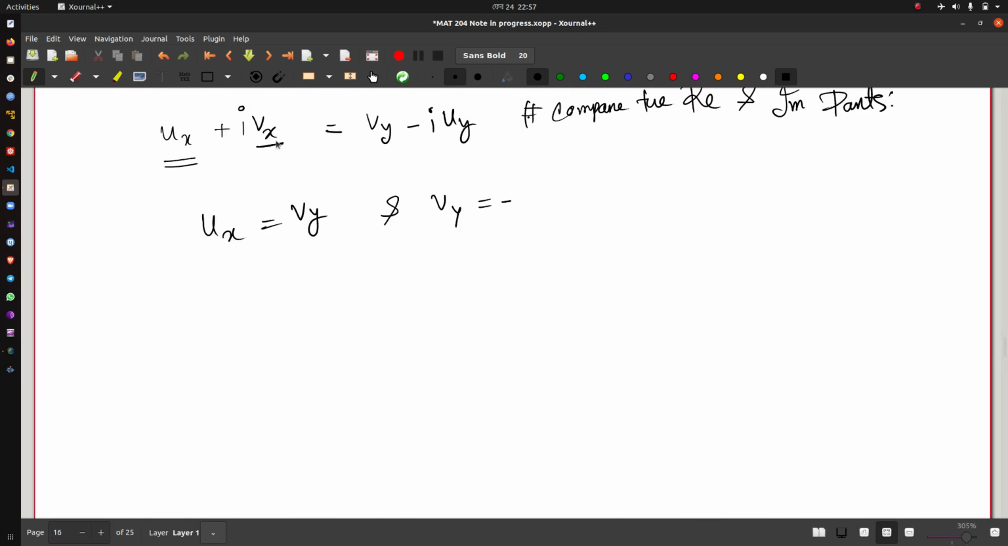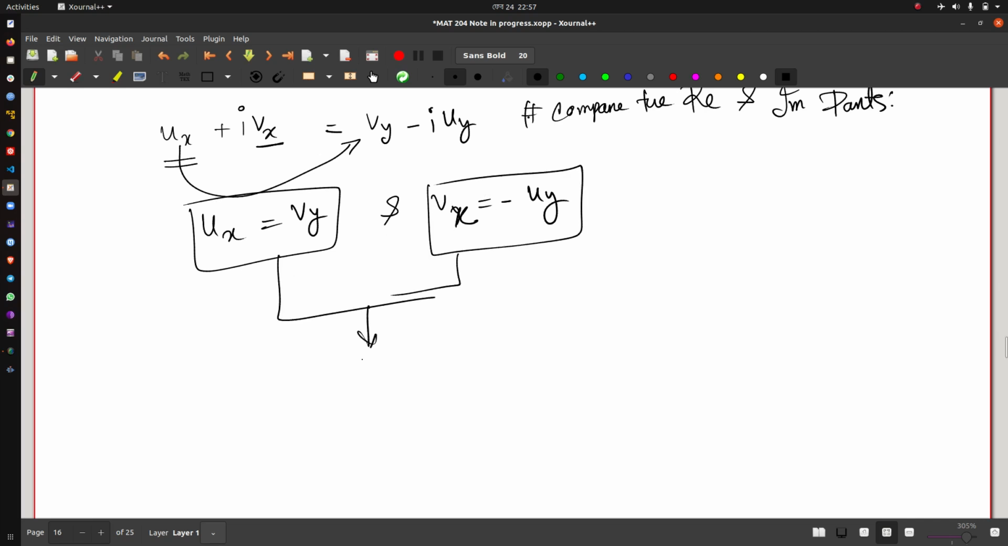So finally what we can write is Ux is equal to Vy. This is one of the conditions, and the other condition is that Vx is equal to minus Uy, and both of these conditions together are known as the Cauchy-Riemann conditions.